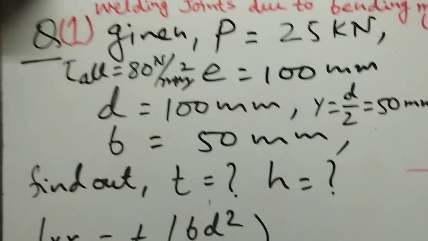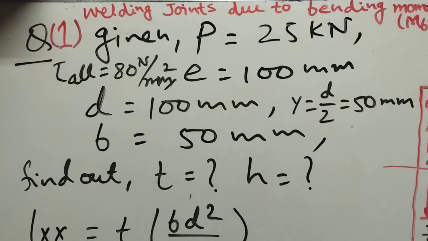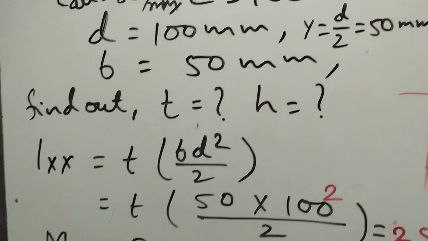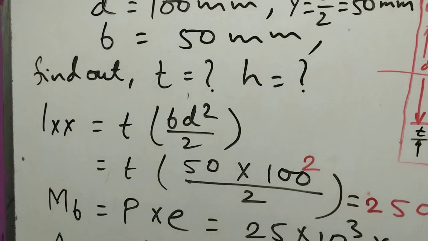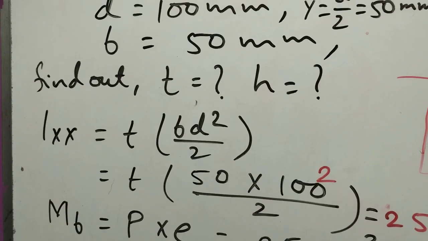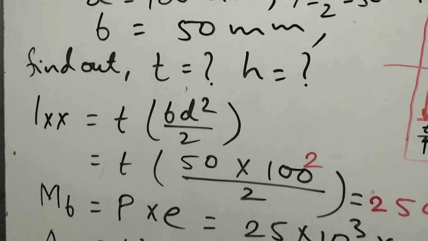Y1 is D by 2, which value is 50 millimeter, and weld bead length B is 50 millimeter. Find out the throat thickness T and the leg of the weld H.